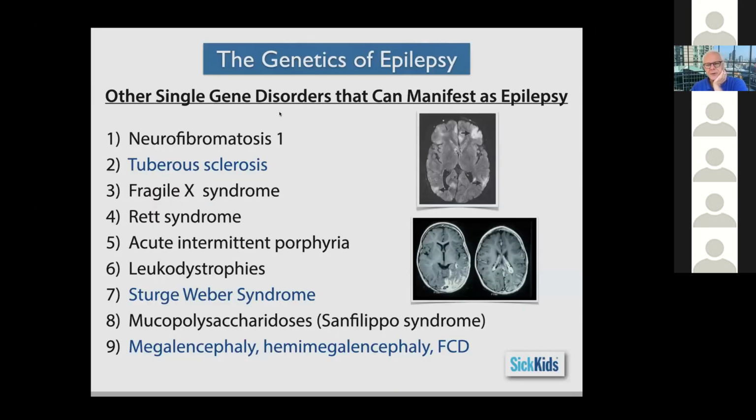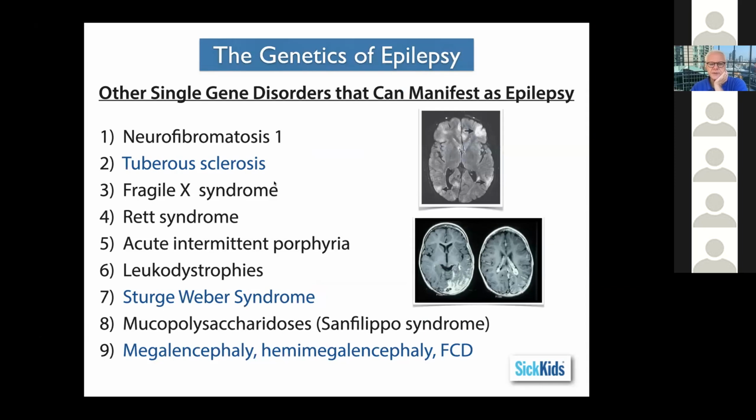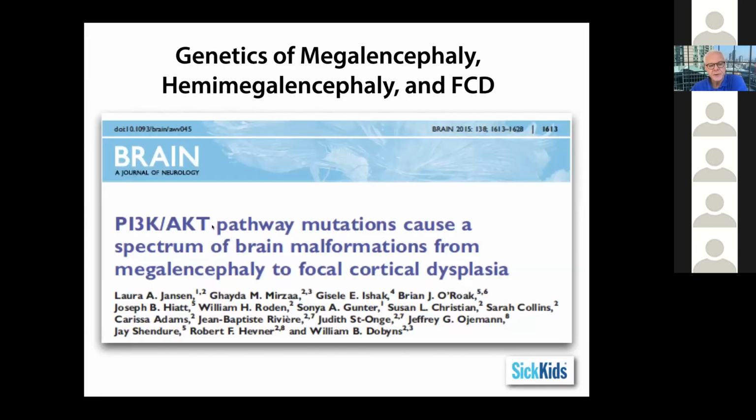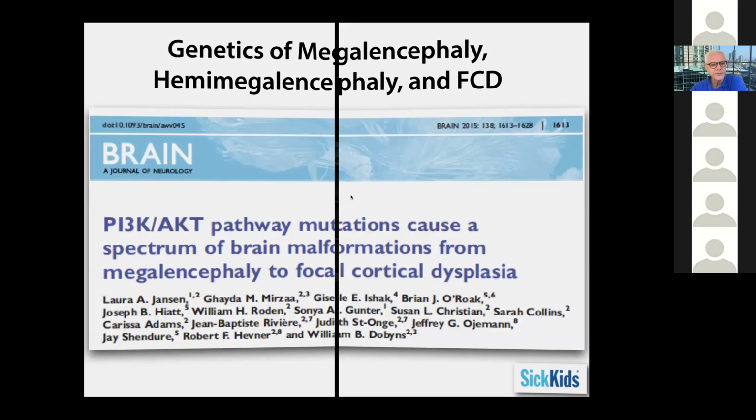These are some other single gene disorders that can manifest as epilepsy, and I'm just highlighting some, like tuberous sclerosis. You see there, here's Sturge-Weber. But at the bottom, I've listed megalencephaly, hemimegalencephaly, and focal cortical dysplasia, because as I'll tell you, they share a common genetic pathway and link. And that pathway is the PI3 kinase AKT pathway. And this was recently discovered and has proven to be an important pathway in the genetics of epilepsy.